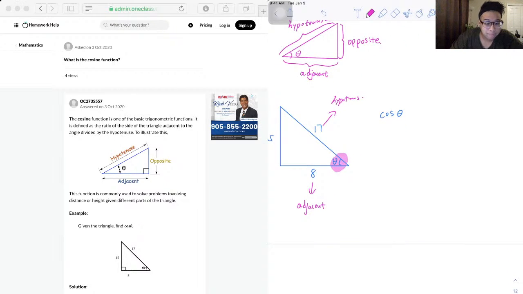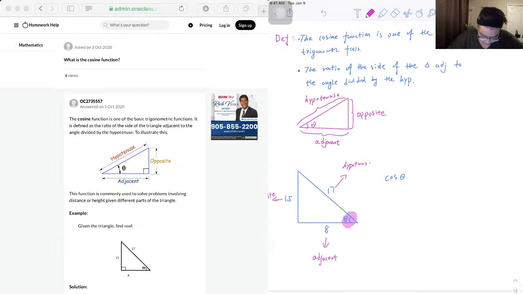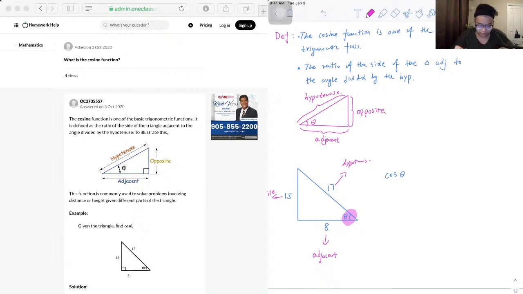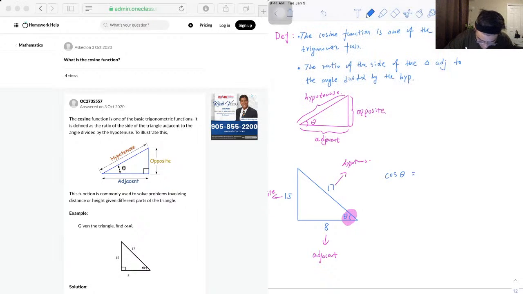All right. So by knowing this, recalling what we just mentioned, it is a ratio of the side of the triangle adjacent to the angle divided by the hypotenuse, which is adjacent over hypotenuse, which is just 8 over 17, because adjacent is 8 and hypotenuse is 17. Right.